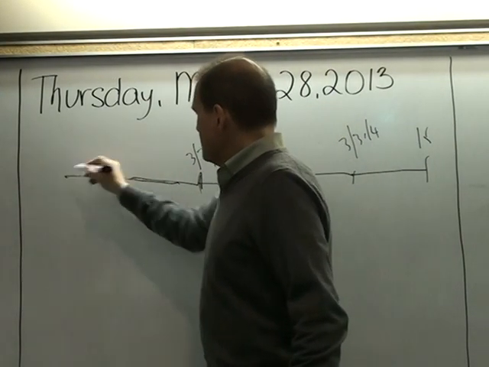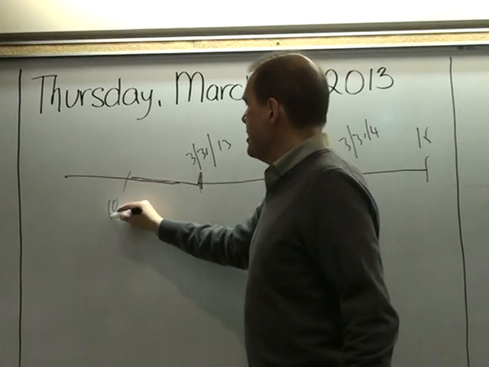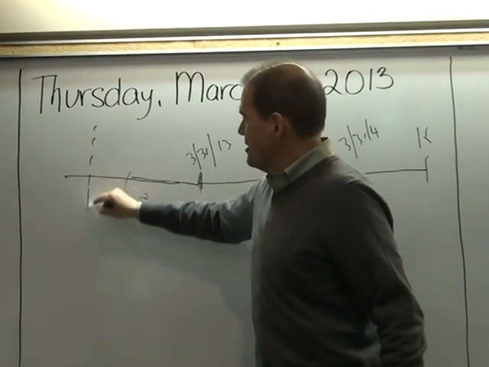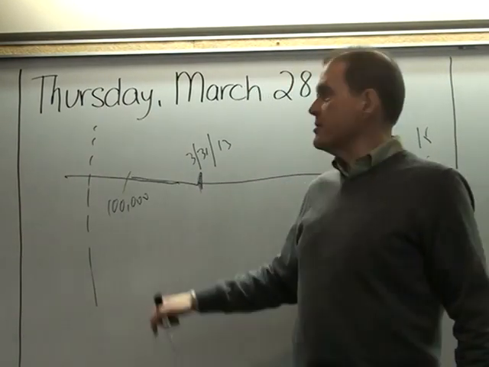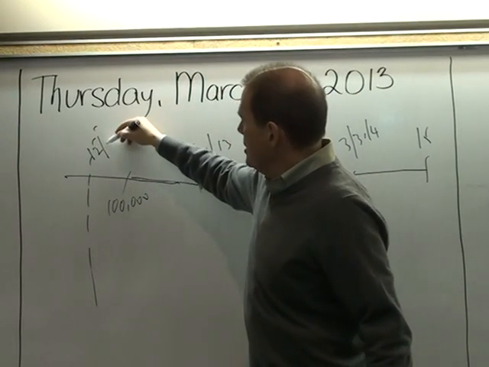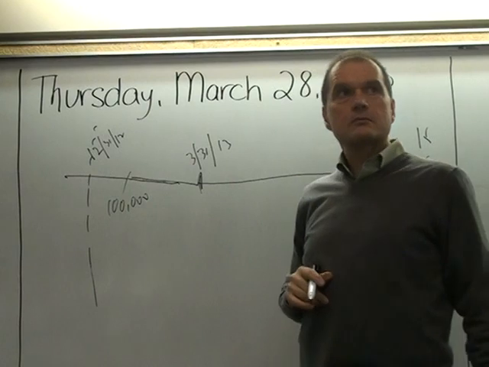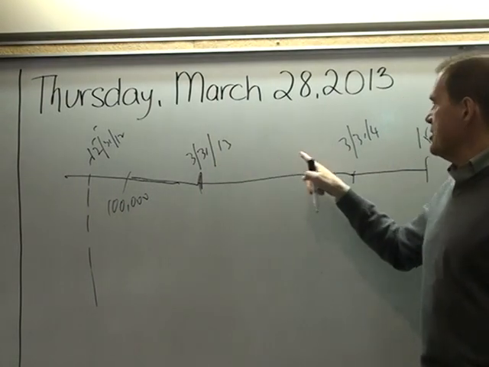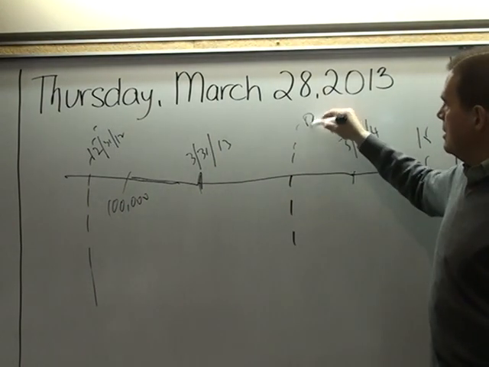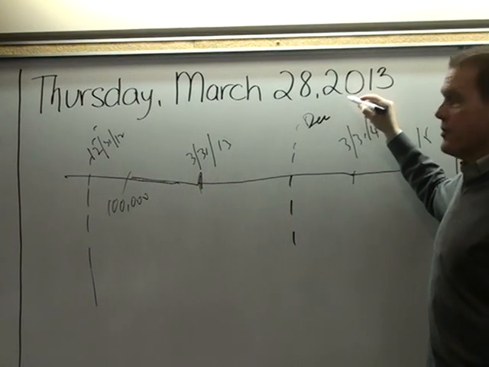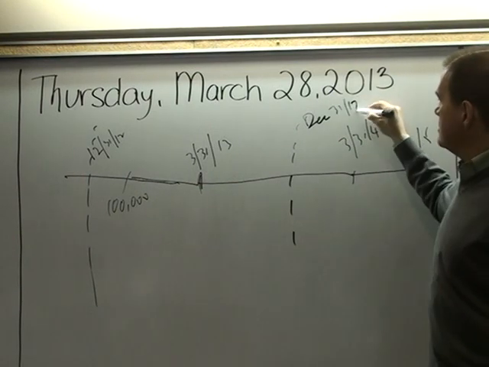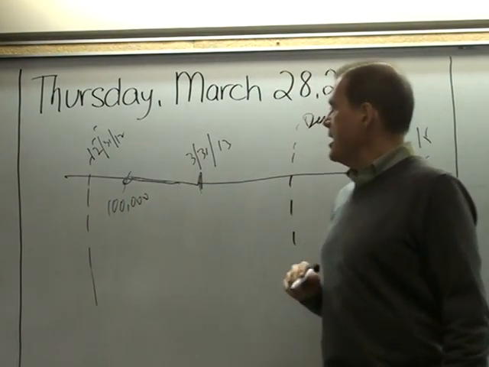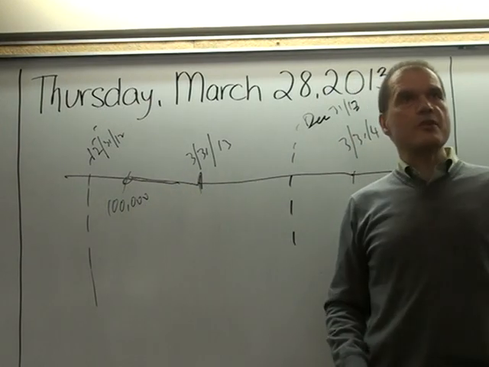I borrow $100,000 here, and let's say, just for sake of discussion, that these dotted lines will be calendar year ends. So this will be 12/31/12. So it goes December 2012, March 2013, December 31, 2013. I borrow $100,000 here, so this is kind of like, let's say, January 2013.